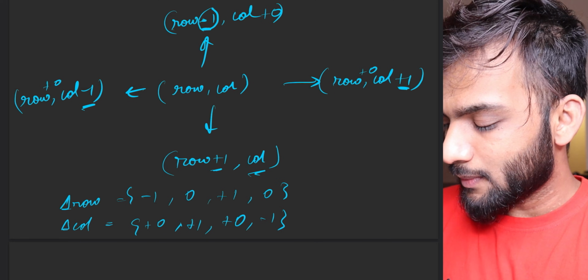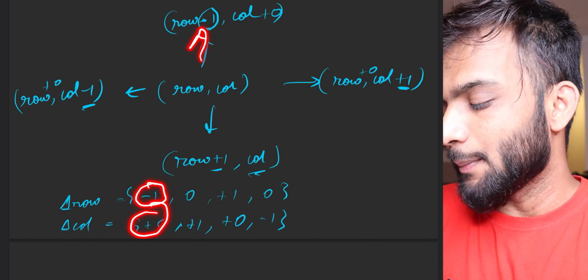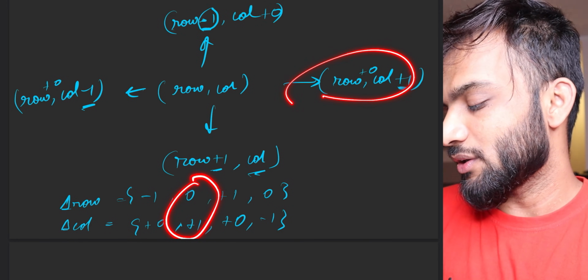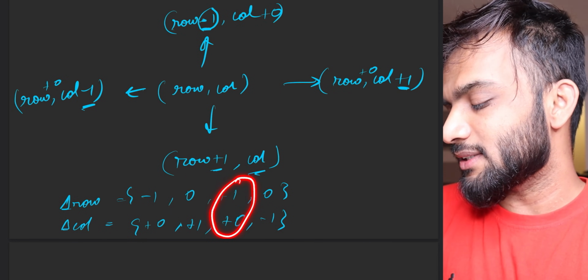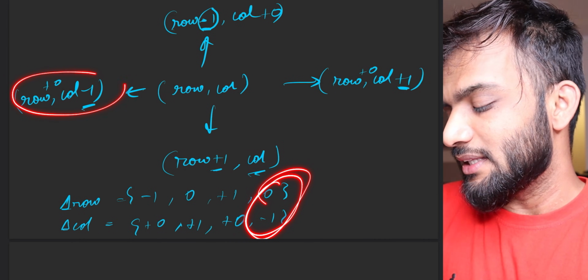So for the first time, if I add this to row and add this to column, I will get my upper coordinates. For the next time, if I add these guys, I'll get the right coordinates. For the next time, if I add these guys, I'll get these coordinates. For the next time, if I add these guys, I'll get these coordinates.